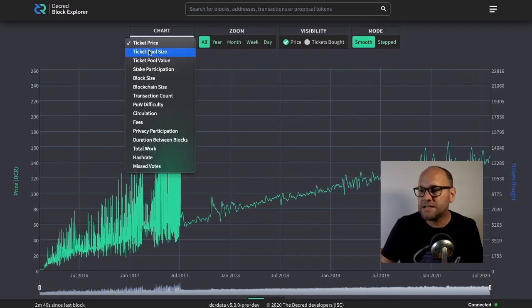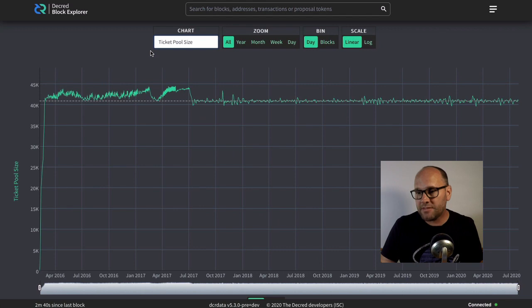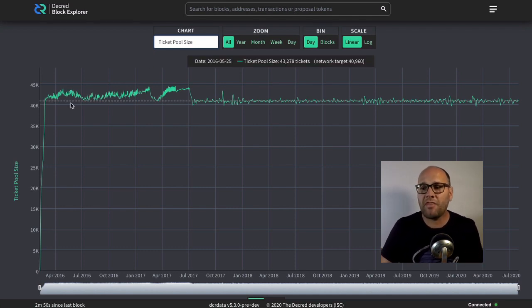The next one is the ticket pool size. Now the ticket pool size is the number of tickets that are being bought at any one time. To maintain a healthy blockchain and a healthy pool size, Decred wants 41,000 tickets in circulation at any one time. Now, as you can see, before the algorithm got put in, it was fluctuating up to 45,000 tickets, which obviously means there's something not quite right. It needs to stay as close to this line as possible.